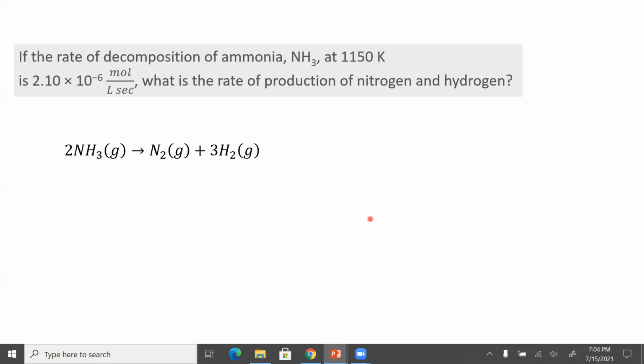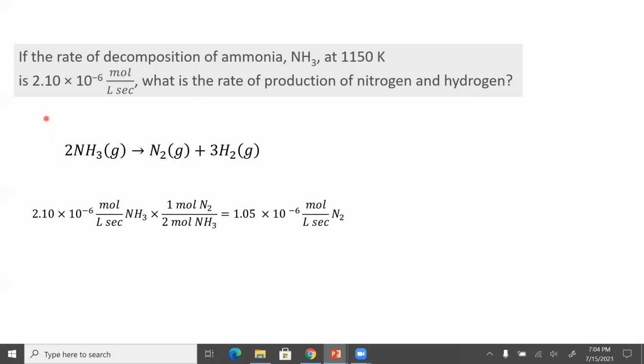So if the rate of decomposition of ammonia at a particular temperature is 2.10 times 10 to the minus 6 moles per liter per second, or molarity per second, what is the rate of production of nitrogen and hydrogen? So we're just going to use the stoichiometry in the balanced equation. So let's look at the first one. We'll do that one together. So we write down what we're given. We have 2.10 times 10 to the minus 6 moles per liter per second. There's the concentration of our ammonia.